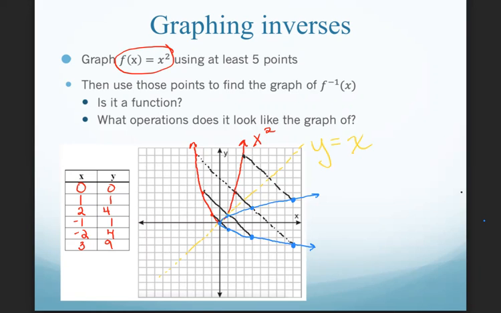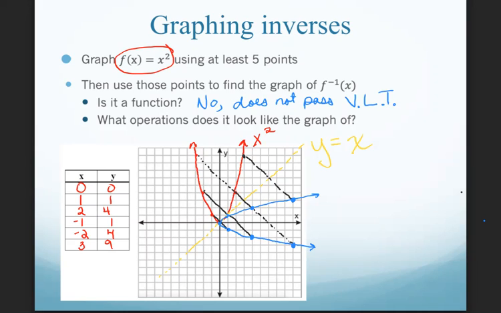Okay, so let's look at first the graph of x squared was a function. Is our new graph, is our blue graph a function? No, it does not pass the vertical line test. I'm going to abbreviate it because we've talked about this before. VLT is vertical line test.